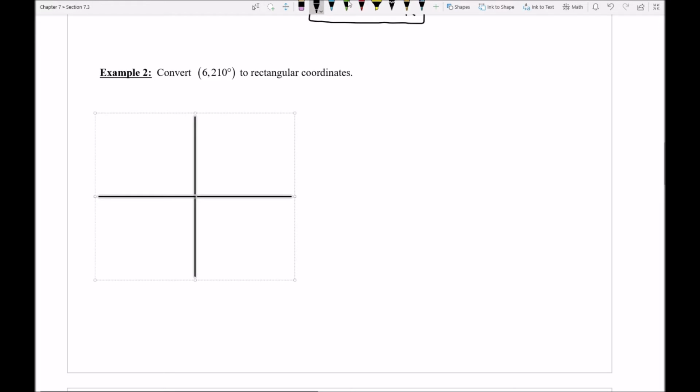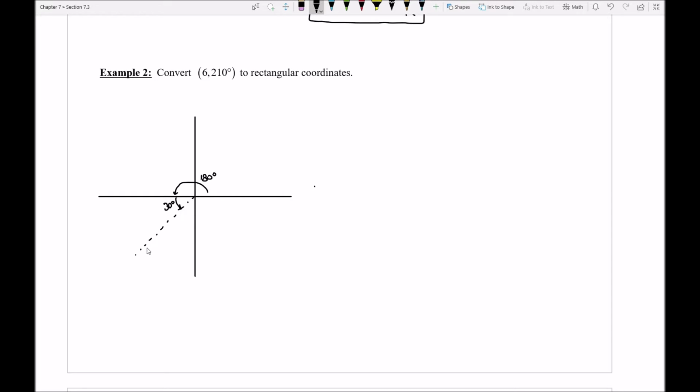If I was to think about where this point is located, I would be able to say that I first have to rotate to an angle of 210 degrees. Notice that 180 degrees would point me out towards the negative x-axis. So 210 is going to leave me facing somewhere in this direction. Notice that that would actually be a 30-degree angle past the 180 mark. So I would have 180 and then an extra 30.